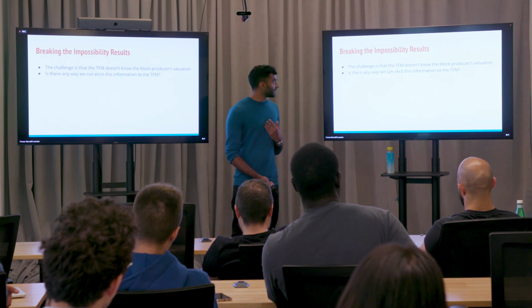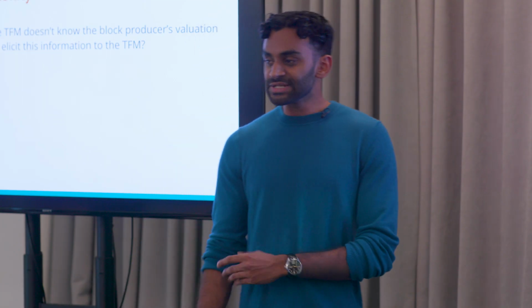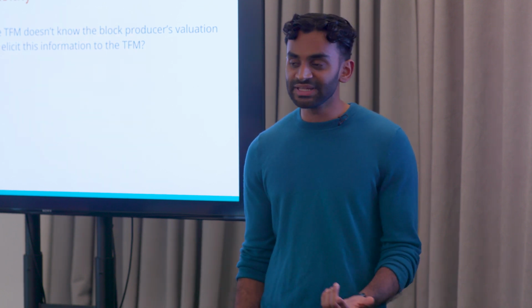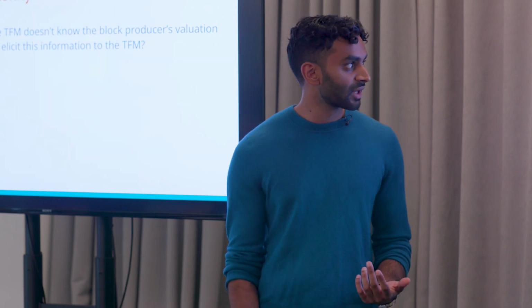So, saying this in more words, one of the key challenges we've seen is that the TFM doesn't know the block producer's valuation, right? That's the key reason it couldn't charge prices correctly, and that you got this result that P has to equal 0 for a BPIC and DSIC TFM. And so you can ask, is there any way we can elicit this information to the TFM? Is there any way we can design a mechanism by adding more parties that can give the TFM the info it needs to charge the right prices and align incentives properly?